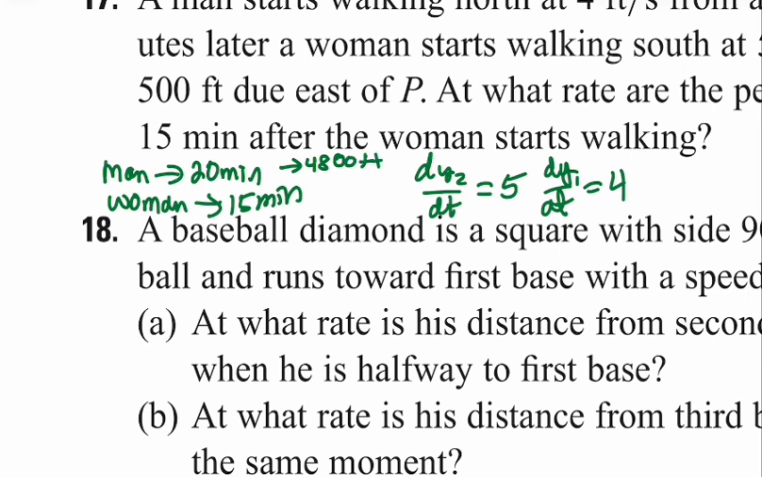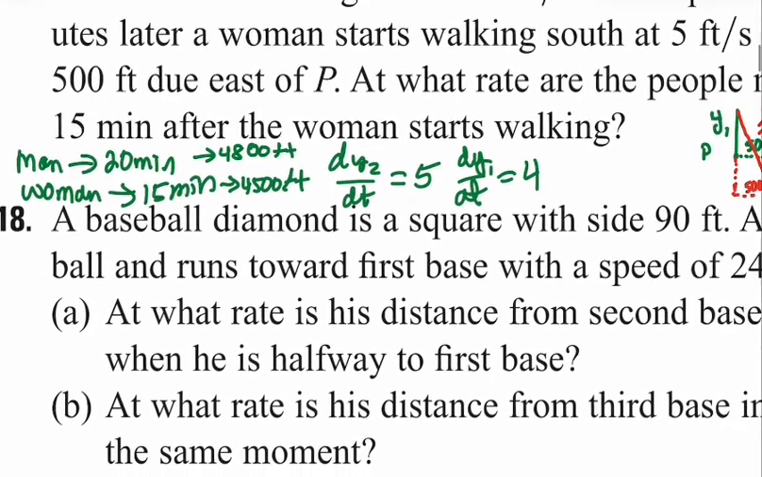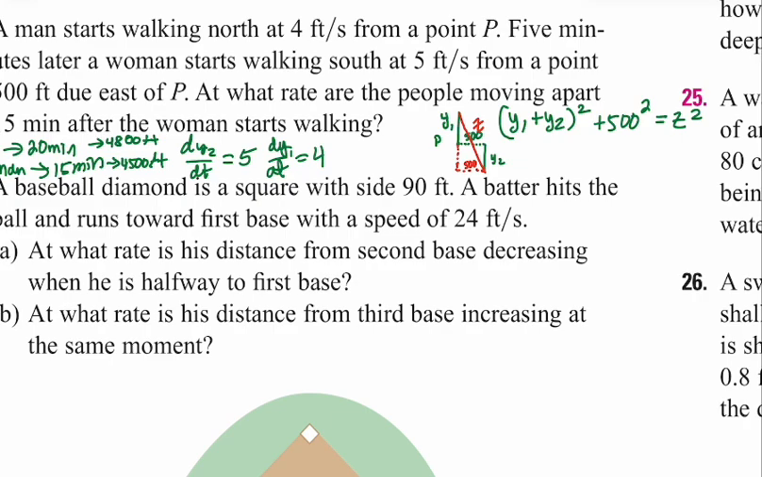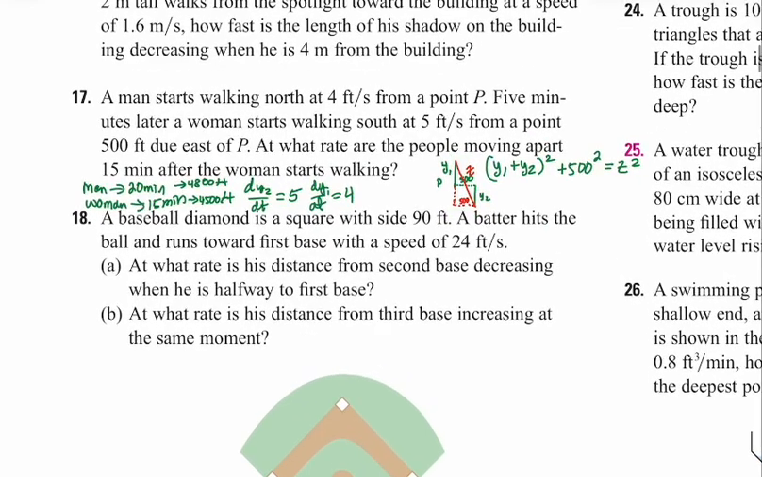Now the woman has only walked 15 minutes, but she's a little faster. 15 times 60 times 5, she has gone 4,500 feet. So she almost caught up to the guy, but not quite. So when you set up your triangle, you would add those two, and then 500, that's your Pythagorean. There's 17. Let's try to set up 19.